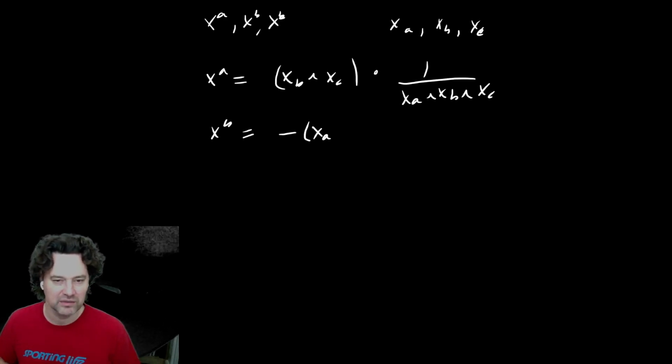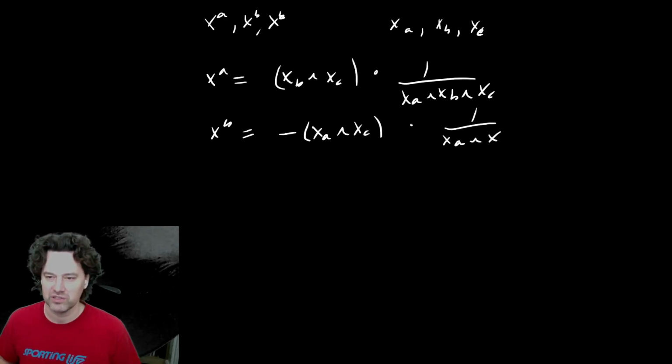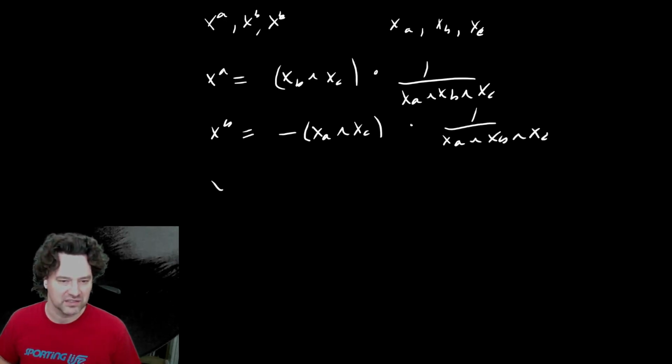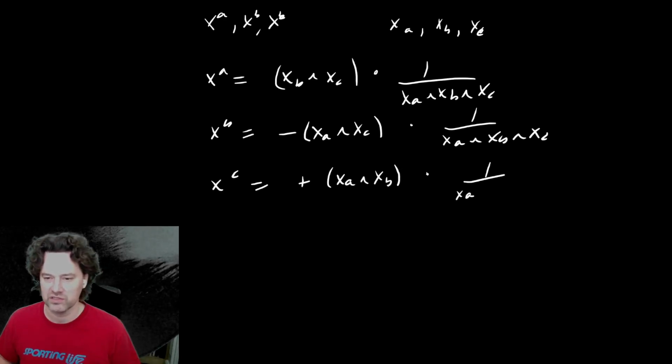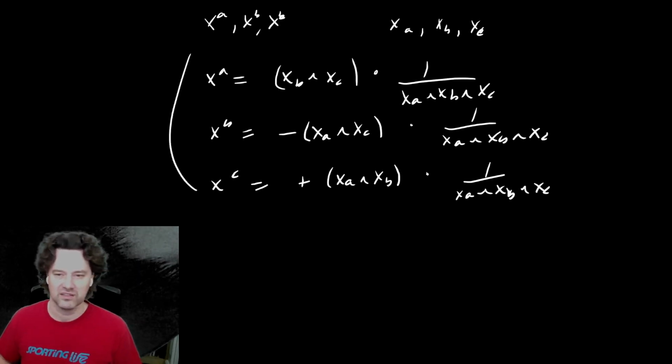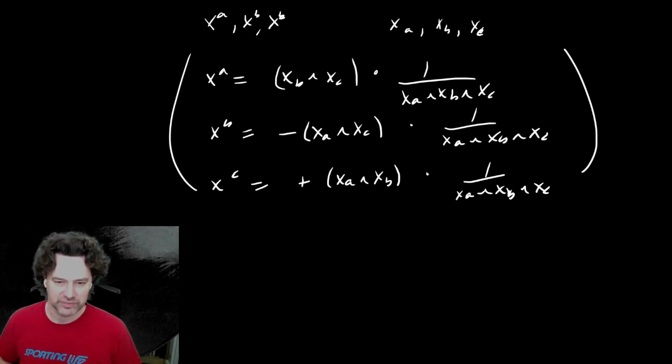So we have xa wedged with xc, with the minus, dotted with 1 over xa wedge xb wedge xc. And then xc will have to be plus xa wedged xb, the plus being minus minus because we're two terms down, dotted with 1 over xa wedge xb wedge xc. So we can easily construct the geometric algebra form of our reciprocal frame vectors.